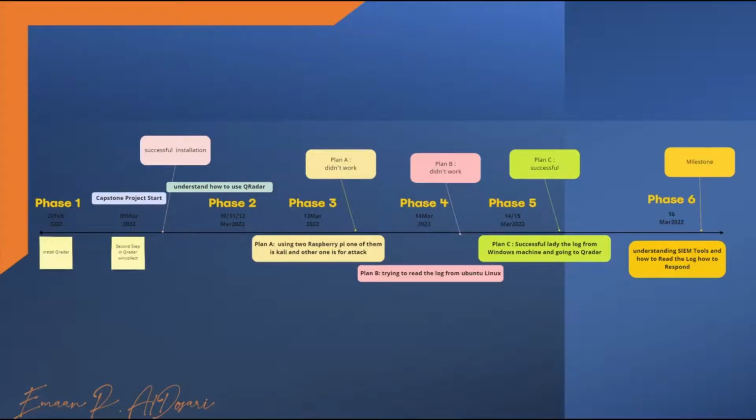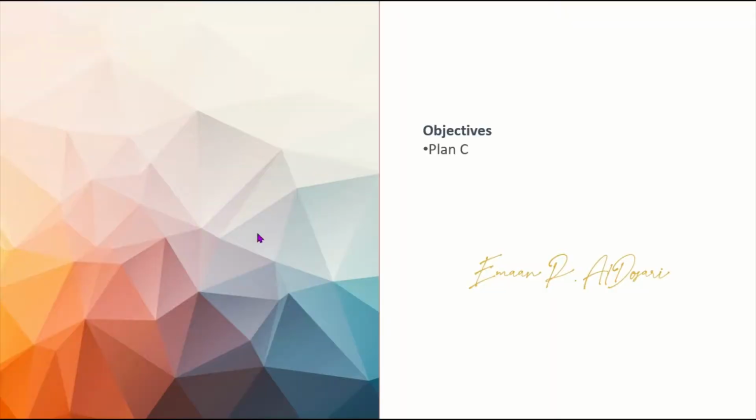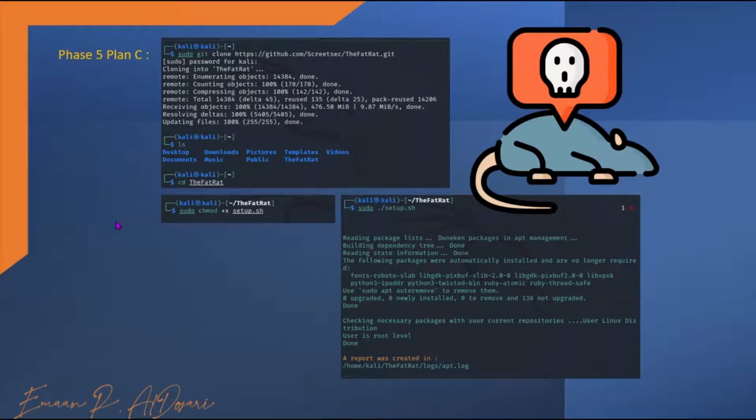So let me start with the successful plan. For my successful plan, I used the QRadar system and a Windows machine, and I used an attack from Kali Linux called Fat Rat, using a backdoor. At the beginning, I installed Fat Rat on my Kali Linux.